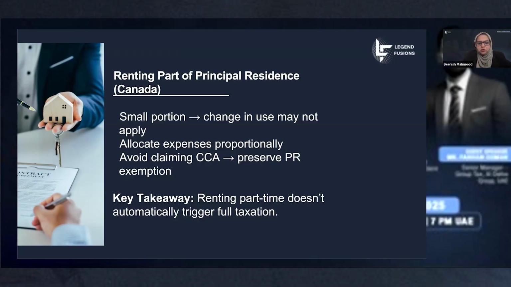But you still need to report the rental income, and you can claim a portion of expenses, like I had mentioned, the utilities, property tax, mortgage interest, etc., based on the rented area. But while calculating that, you need to be extra careful while claiming the capital cost allowance. If you claim that, you can definitely reduce your tax exemption later when you sell. So in short, renting out part of your home is fine, but just stay with the CRA conditions and skip the CCA, the capital cost allowance, to keep things simple and tax efficient.